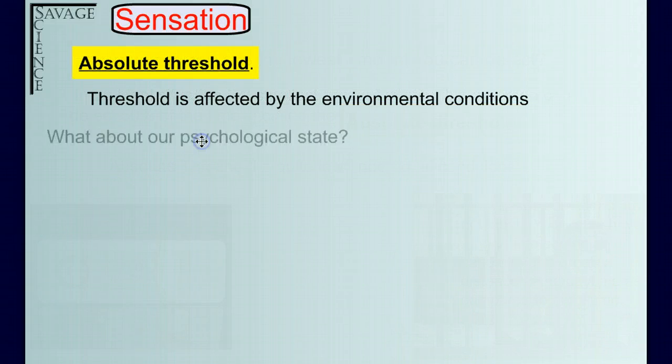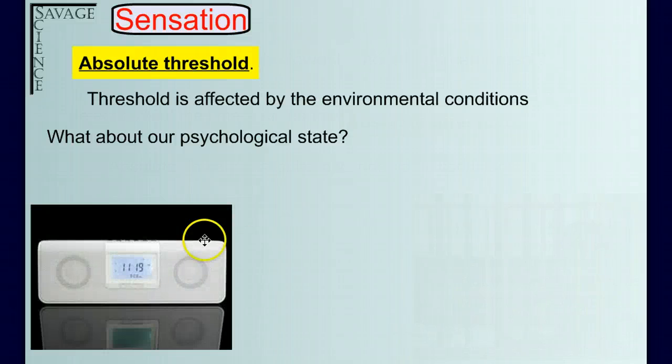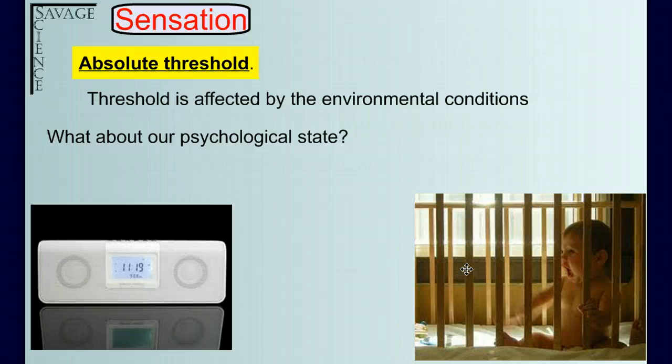But what about our psychological state? Let's take, for instance, a new parent with a newborn child. They're staying up late at night. They're tired. The baby doesn't sleep through the night. They could very easily sleep right through their alarm clock. They're exhausted. But you know what they won't sleep through? They won't sleep through that baby crying, even if the baby is much quieter in another room compared to the alarm clock right next to your head.